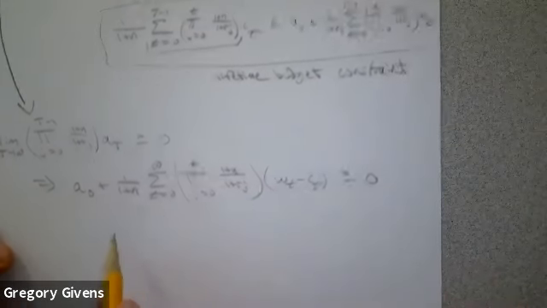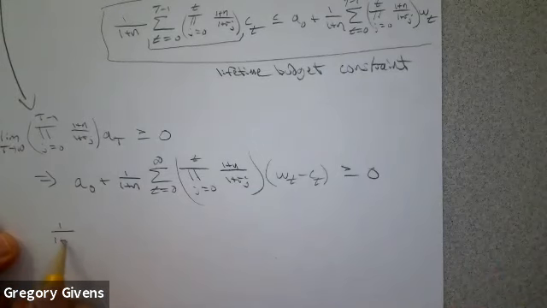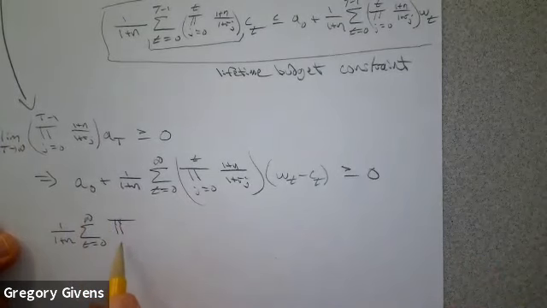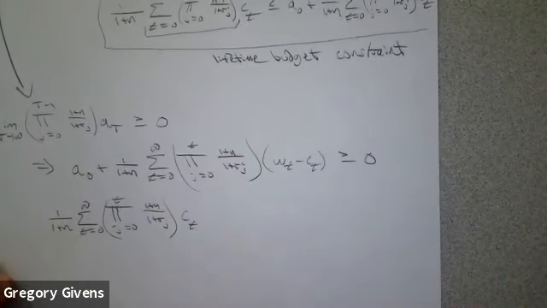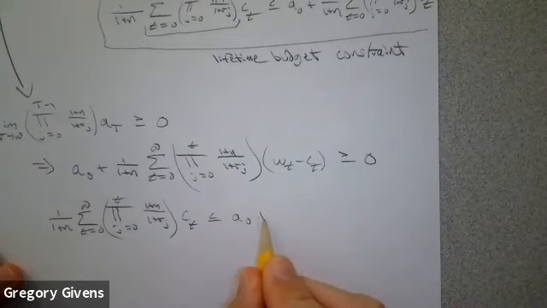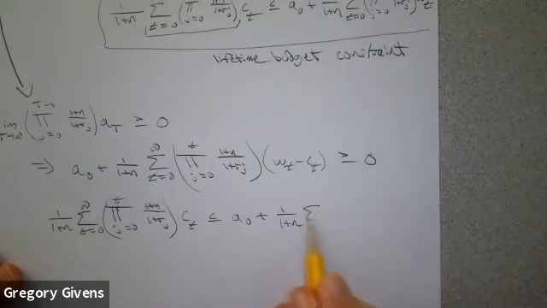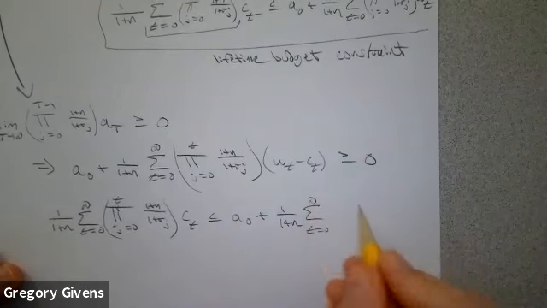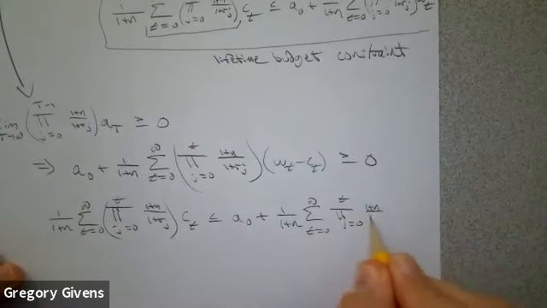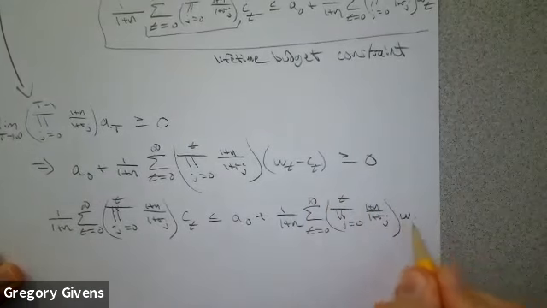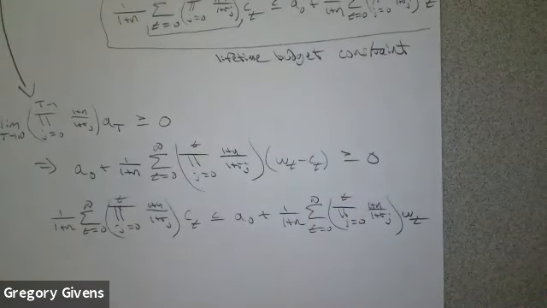This equation can easily be rearranged to write 1 over 1 plus n times the sum from 0 to infinity of this discount factor term times c_t is less than or equal to a_0 plus 1 over 1 plus n times the sum from t equals 0 to infinity of lifetime labor earnings in present value terms. That is the correct lifetime budget constraint for an infinite horizon problem.